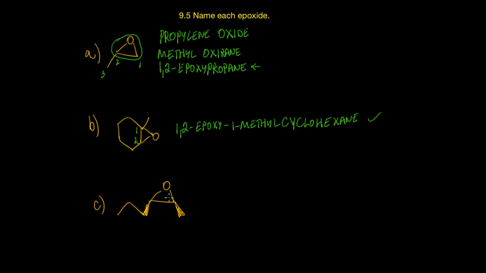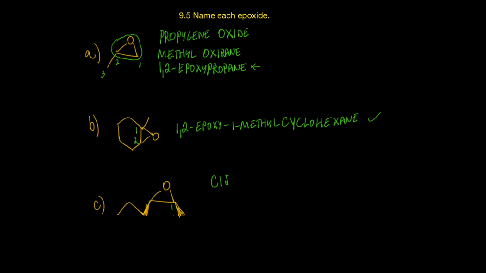Down here we have hexane as the longest chain. Count it out. And we have an epoxy between carbons 2 and 3. Make sure you number from right to left. And we also keep in mind that this molecule is cis. We have these 2 groups on wedges. So the propyl group and the methyl group are cis.